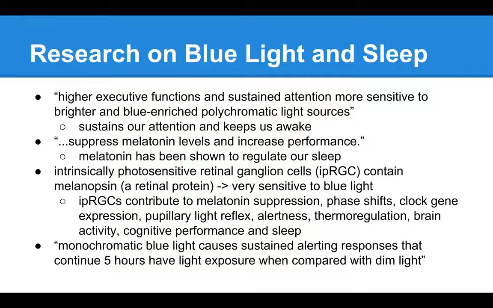There's also a retinal protein in our ganglion cells in our visual path called melanopsin. Melanopsin is very sensitive to blue light, and because it's very sensitive to blue light, it contributes to melatonin suppression, and it can shift our circadian cycle, among other things. Monochromatic blue light can also cause alerting responses up to 5 hours after you've been exposed to it compared to dim light.